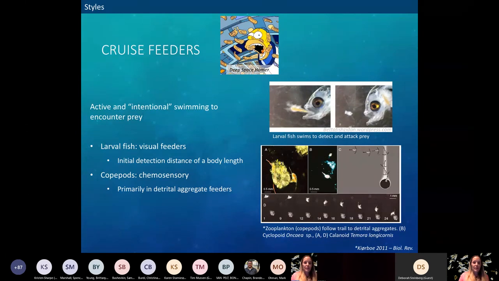The example given in the Kiørboe review also talks about copepods that are detrital feeders. And I like this figure here because it shows a copepod cruising along. And then it comes across the sort of chemical trail from a sinking detrital aggregate. When it detects that trail, it can then follow it to the food source. So that's sort of a good example of a copepod detrital cruise feeder.